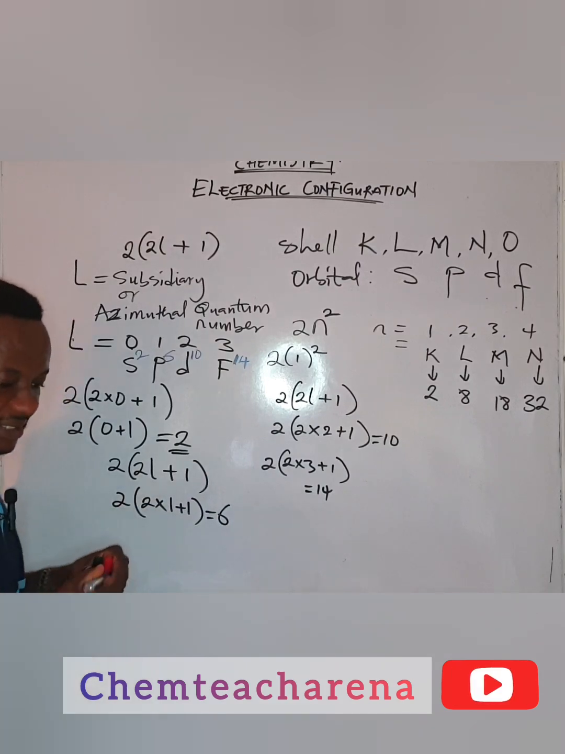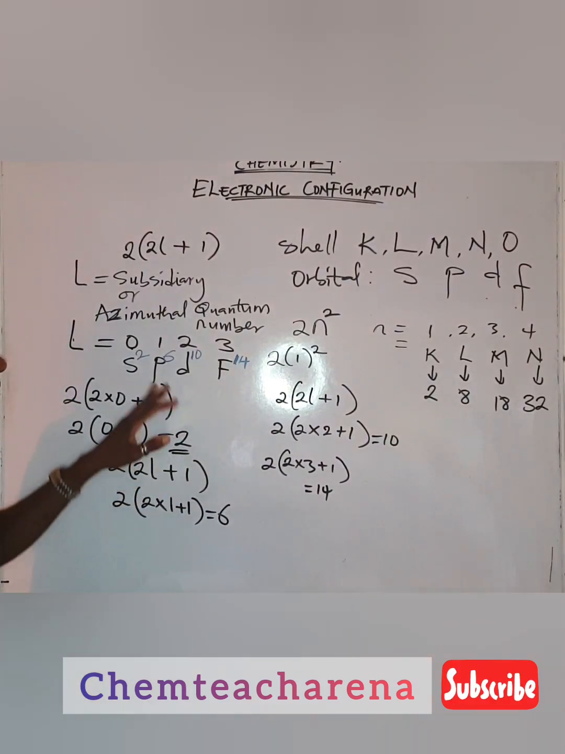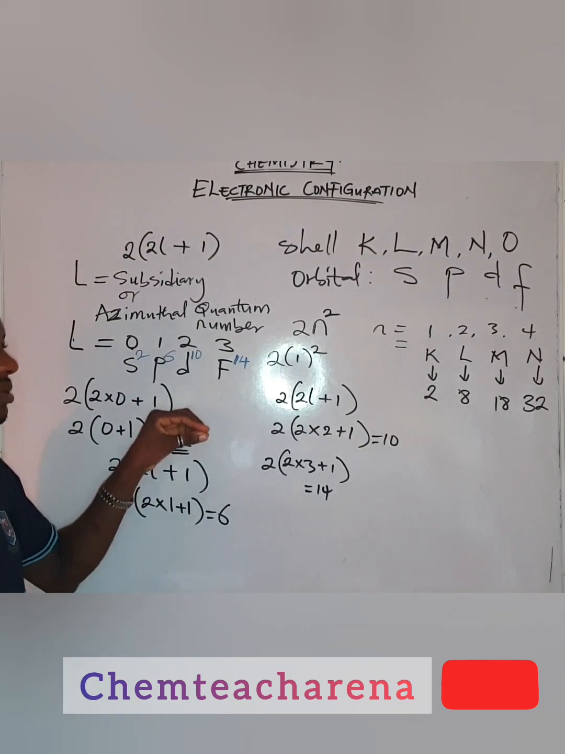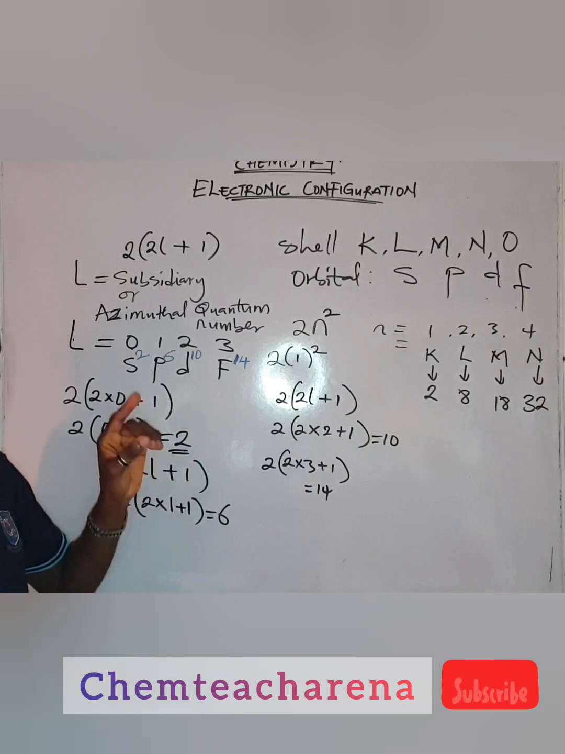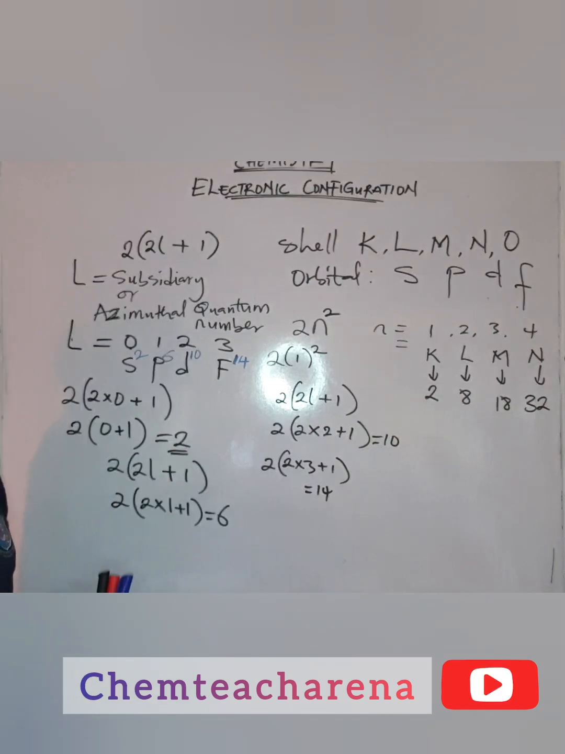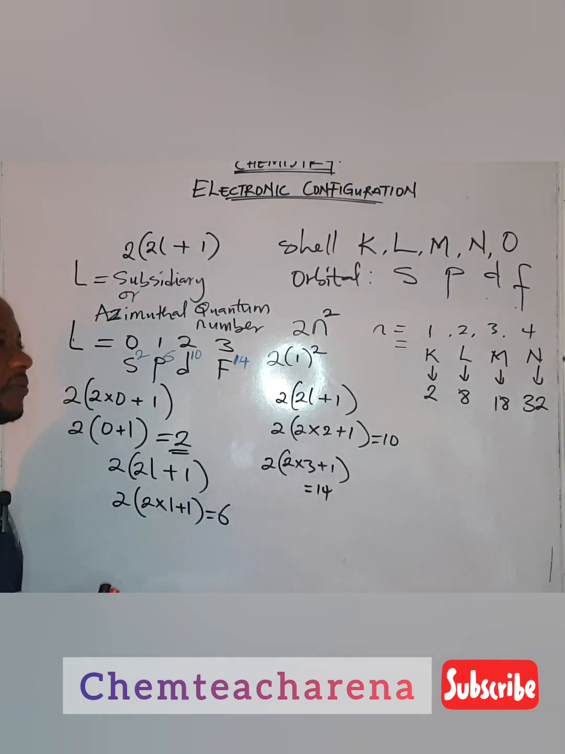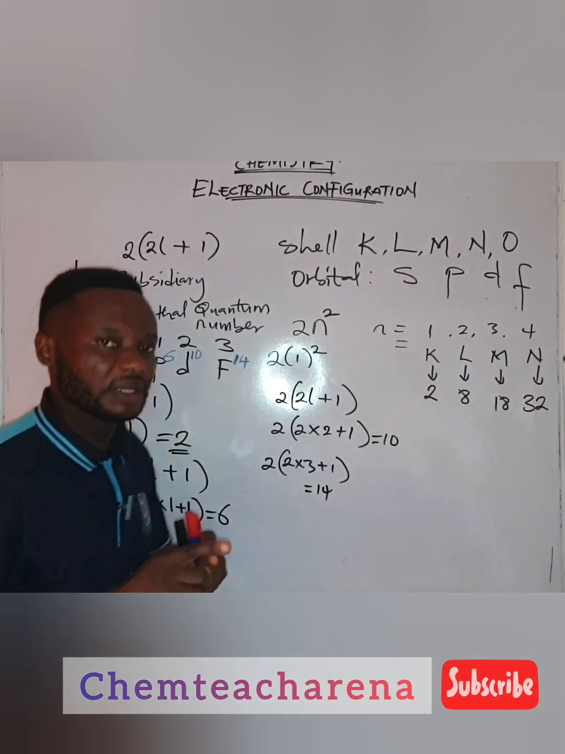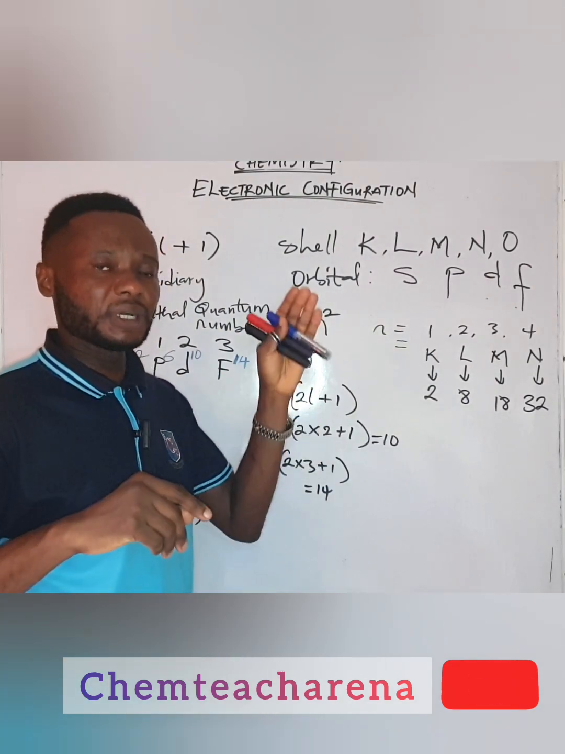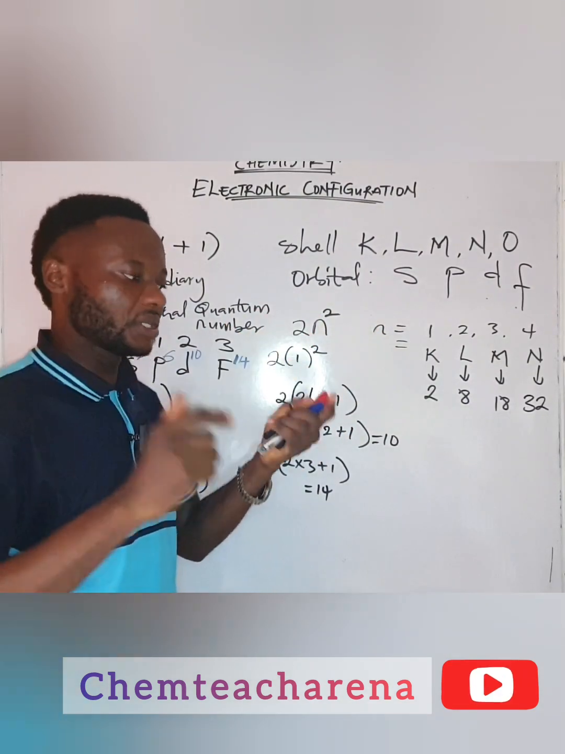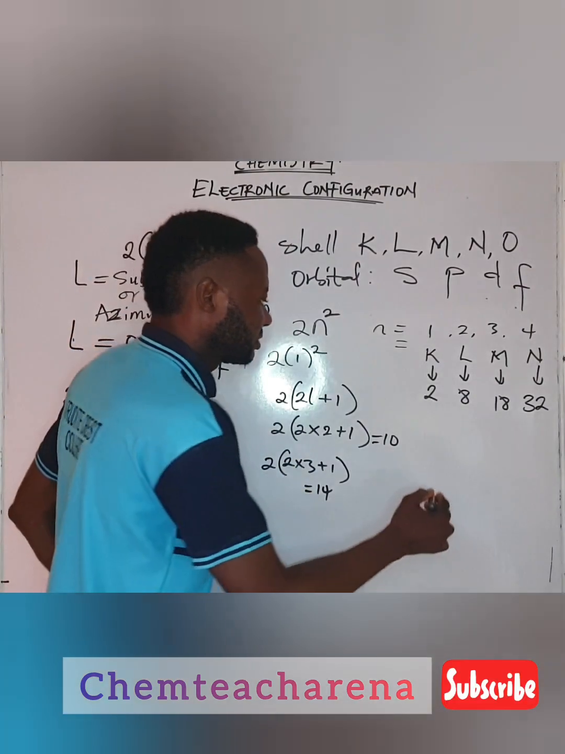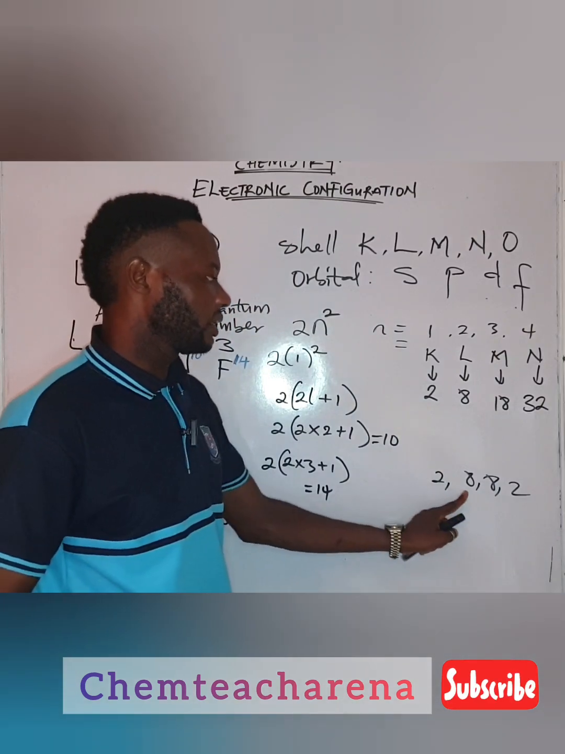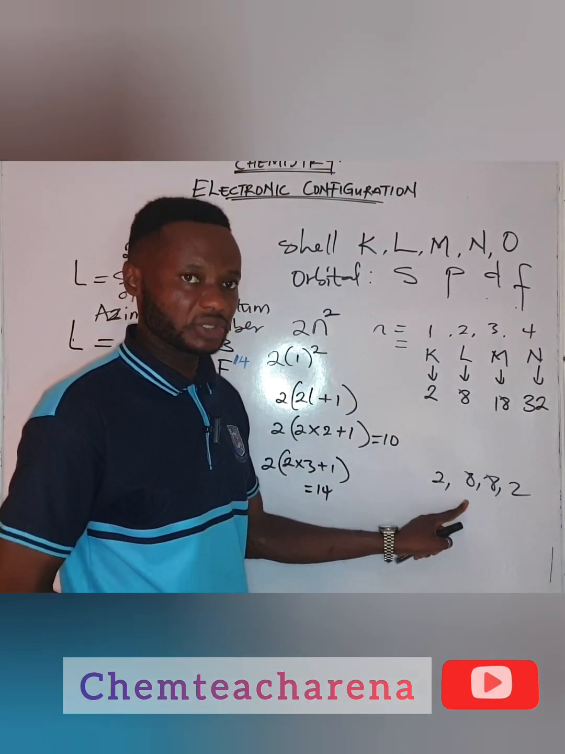Okay, so that is it for this formula on how to determine the maximum number of electrons each shell can hold. But I have this cheat for junior schools. If you are writing the electronic configuration for the first 20 elements, from hydrogen to calcium, you can use 2882. This is the electronic configuration for calcium, right?